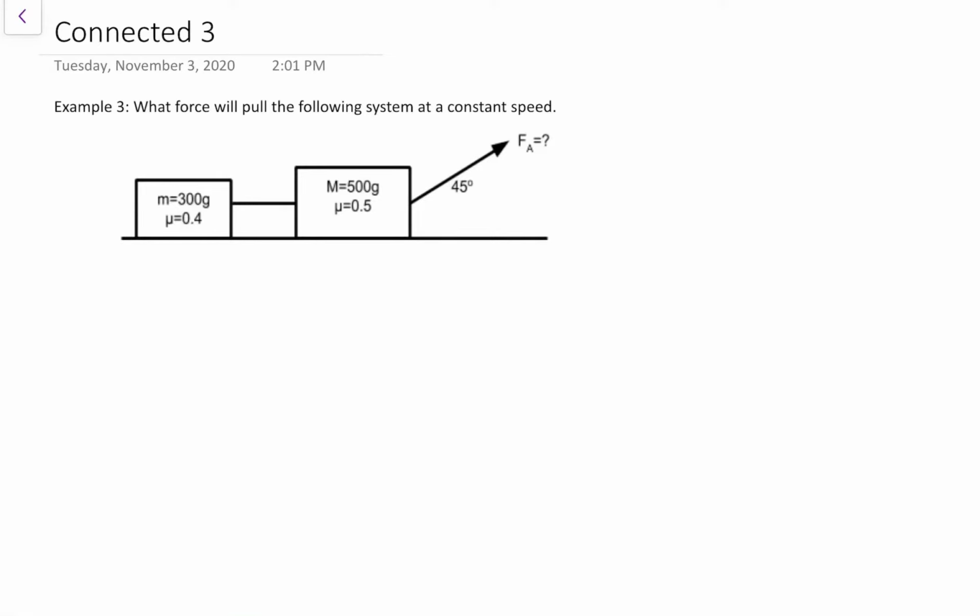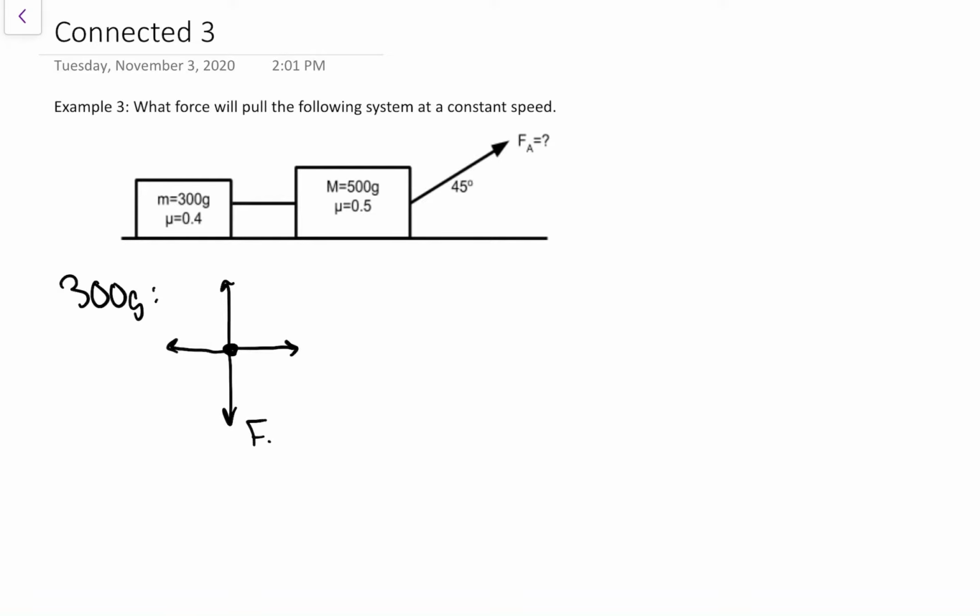Tackling another connected object. We're going to go with the same method that's worked so far. You may know shortcuts or be able to find shortcuts, but the way that I'm doing it will work every time, no matter how weird and complicated I make up the questions. I'm going to start with free body diagrams. For this one, I'm going to start with the 300 gram. I think that one's a little bit simpler.